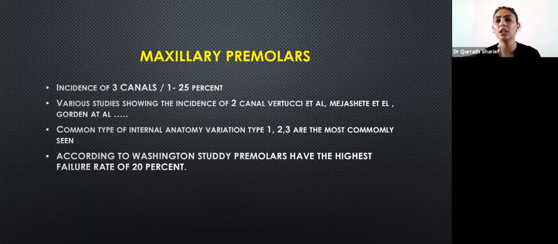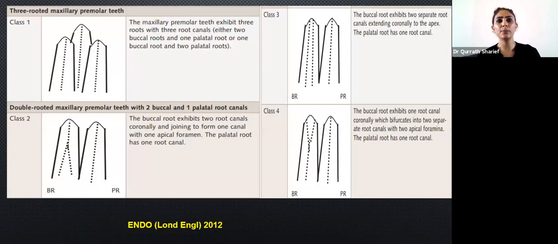Believe me, if you get certain complex anatomy, especially in your premolars, it's very challenging. And one of the reasons why there are failures in premolars is because of the complex anatomy. So I just wanted everybody to understand the root canal changes which are seen in the premolars. If you see in class 1, there is 1 canal, separate canal, 2 canals, 3 canals.